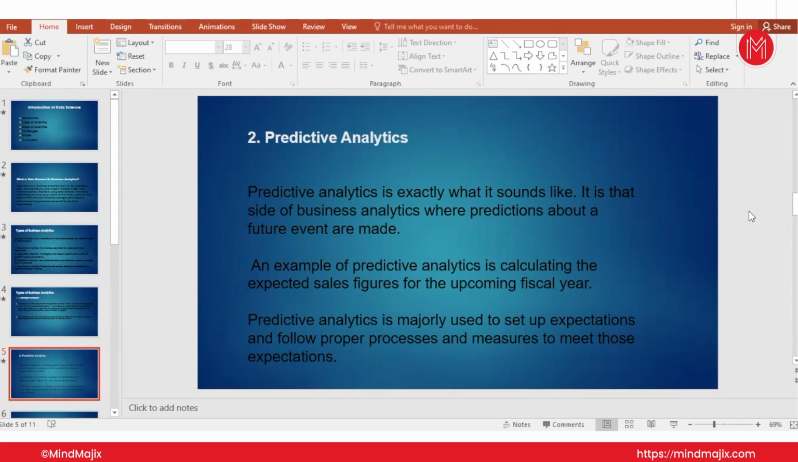An example of predictive analytics is calculating the expected sales figures for upcoming sales. Let's suppose an e-commerce company has its current revenue for the current year. Their business analysts do some predictive analytics over the current or past data and try to predict what the upcoming revenue will be in the next coming year.